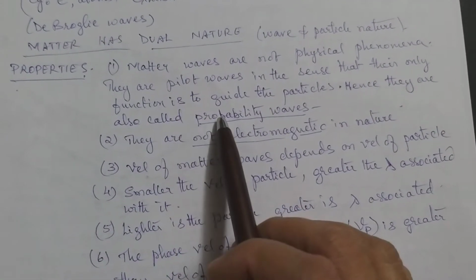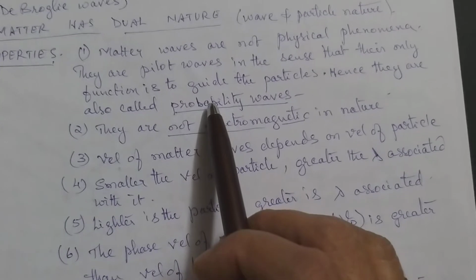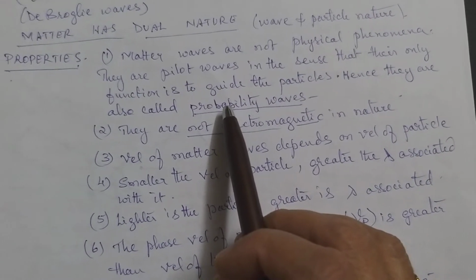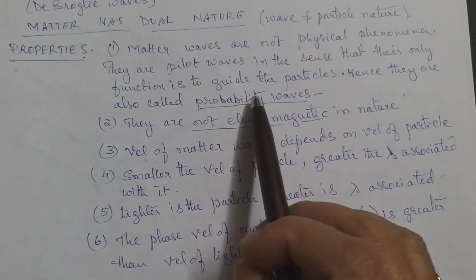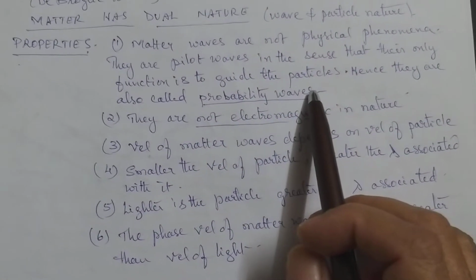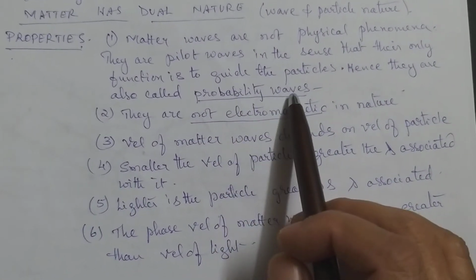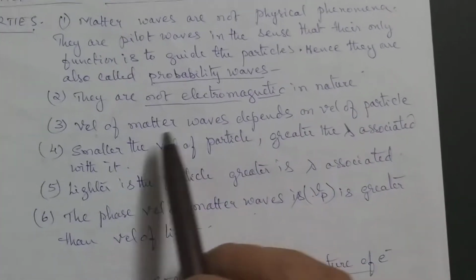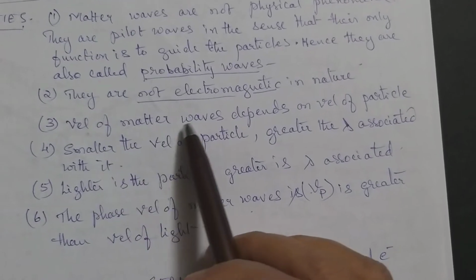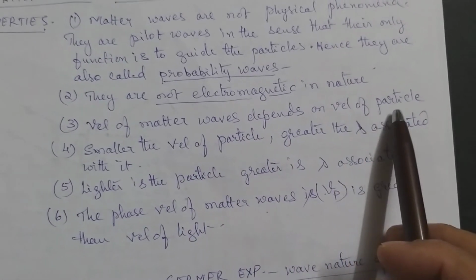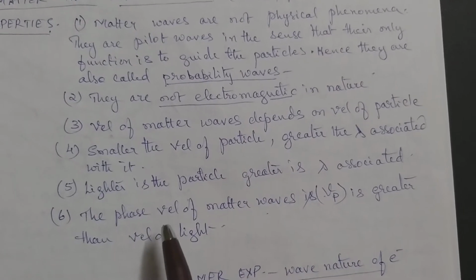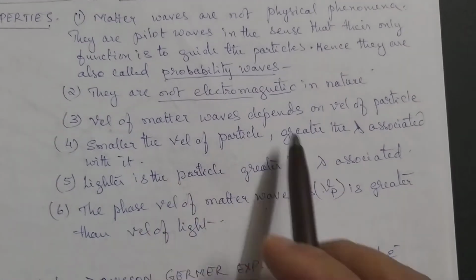So they tell us if a wave is present, then we say that there is a high probability that the particle is existing there. So they are called probability waves. They are not electromagnetic in nature, and the velocity of matter waves depends on the velocity of the particle, as you will see later on. Group velocity, phase velocity. Group velocity is the velocity of the particle.